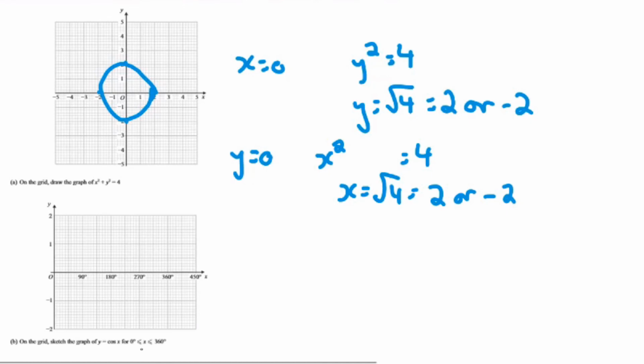As for this one down here, on the grid, sketch the graph of cos x from 0 to 360. Well, if we just remember from above, our cos 0 started at 1, then it goes down to 0 at 90, minus 1 at 180, 0 at 270, and 1 again at 360. We're not going to go up to the 450 because that's not in the domain it's asking for. So if we just curve this down here, that would be the graph that you had to draw. This is how we use our knowledge of the shapes of graphs to sketch them on grids if they're given to us.